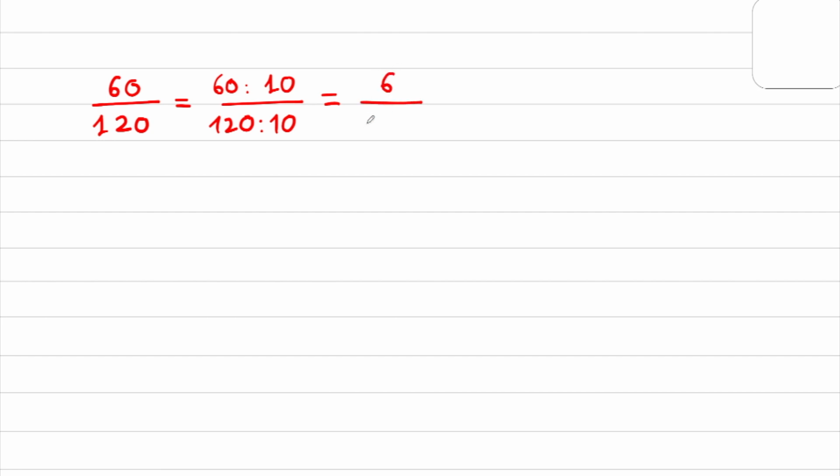How about another question? You can see 60 over 120. The first thing I can see is that we have 0 at the end of each numerator and denominator. So I can divide 60 by 10 and 120 by 10 here. And first you get 6 over 12. But I can see that 6 over 12 is also divisible by 3. So I divide by 3 here, and divide by 3 here. So I get 2 over 4.